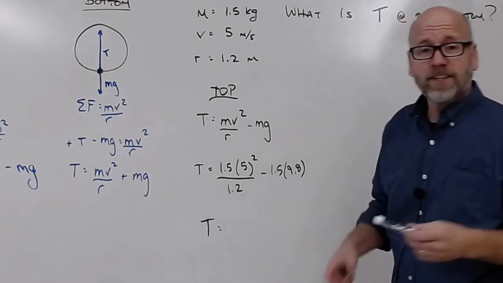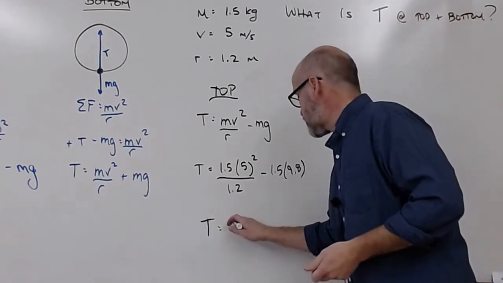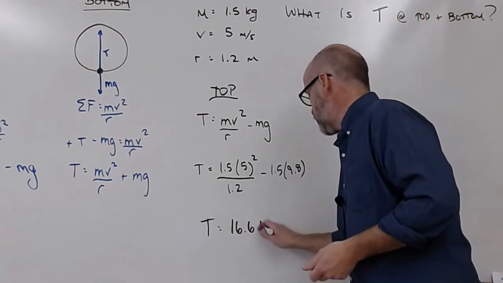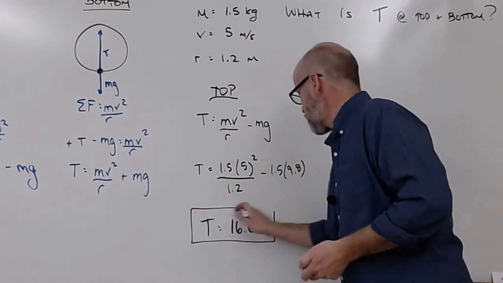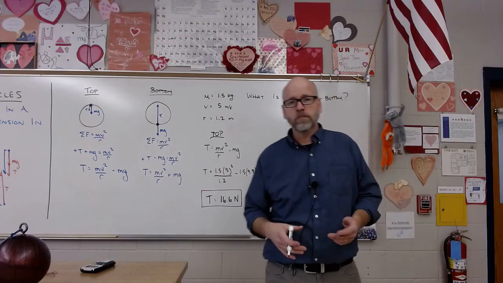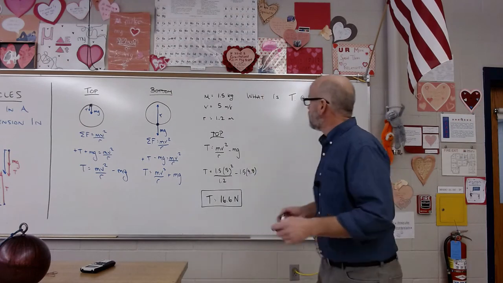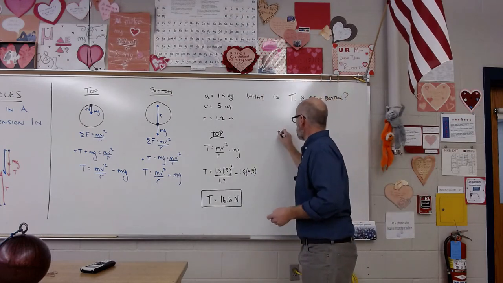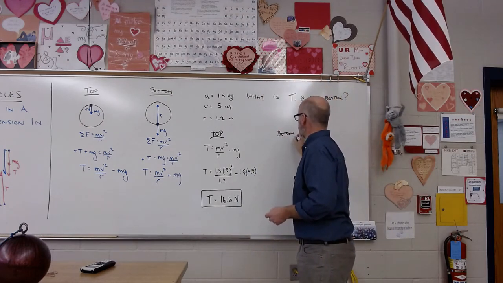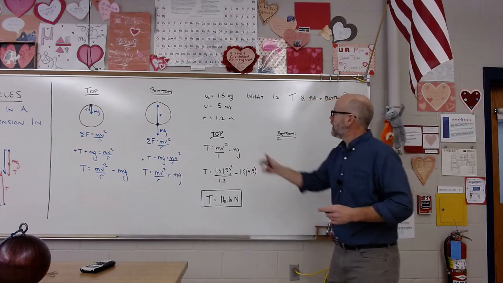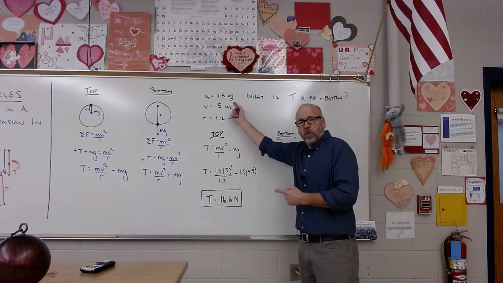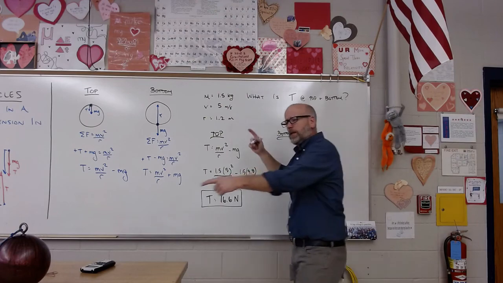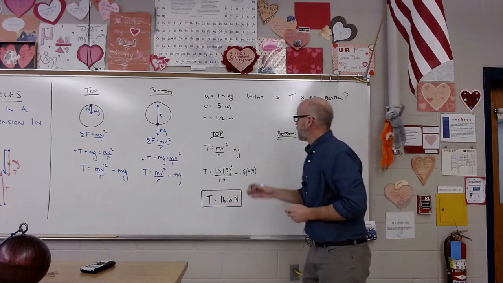I got 16.6-ish newtons. Okay? Let's take a look at the bottom. See how much that tension changed. Now, in this problem, the bowling ball doesn't quite have the same mass. So it might not be as dramatic as when I was swinging the big one around there.